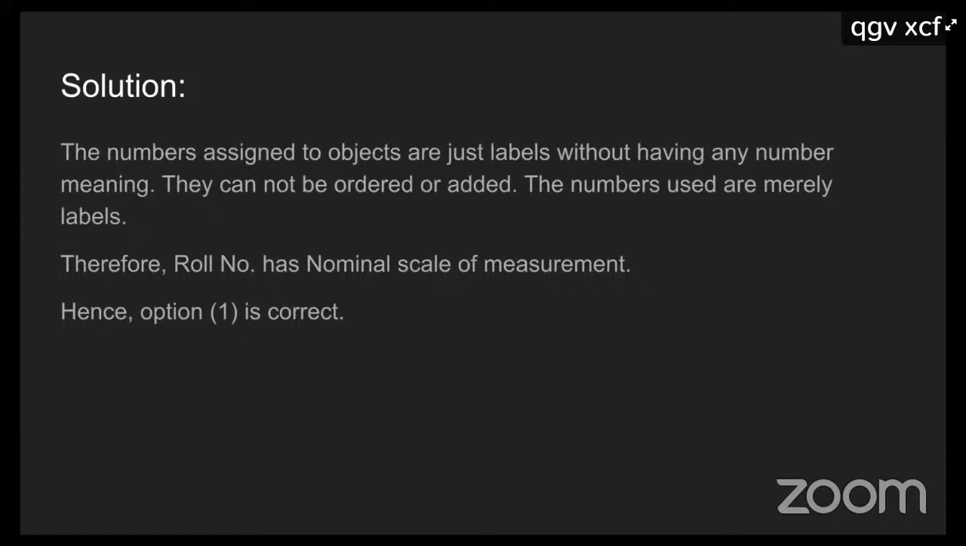So roll number is categorical data, and on categorical data there are only two scales of measurement: nominal and ordinal. Ordinal is applied when the categorical data can be ordered or ranked. But here, can you rank a roll number? No, it's just a label. It's just a category. Yes, sir. Got your point. Thank you for the explanation.